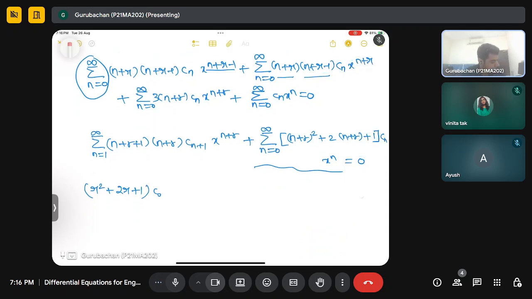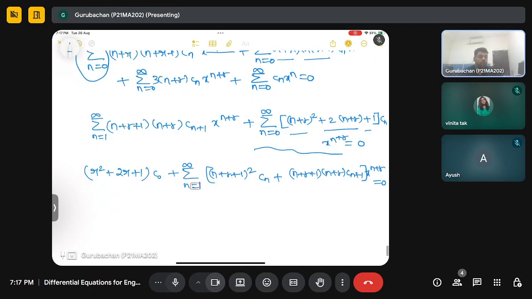Here, the next one will be the summation from n equal to 1 to infinity of n plus r whole square. If you observe here, this is nothing but n plus r whole square, and this is 2 times n plus r, so n plus r plus 1 whole square cn, plus n plus r plus 1 into n plus r cn plus 1 x to the power n plus r equal to 0.